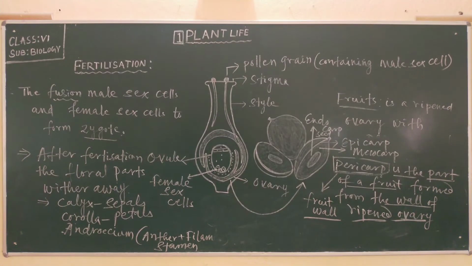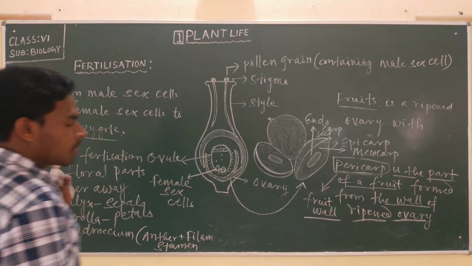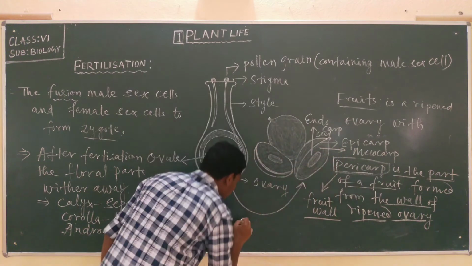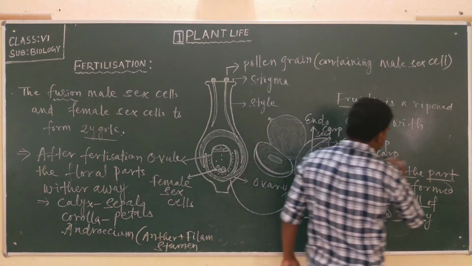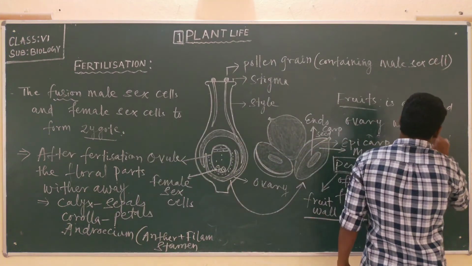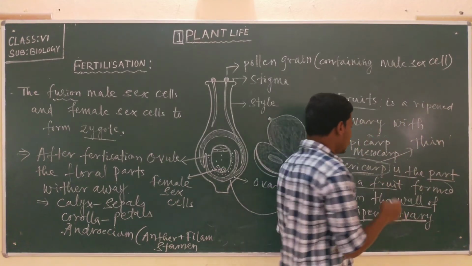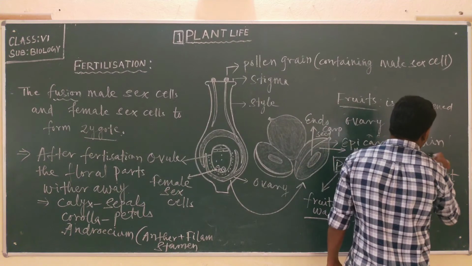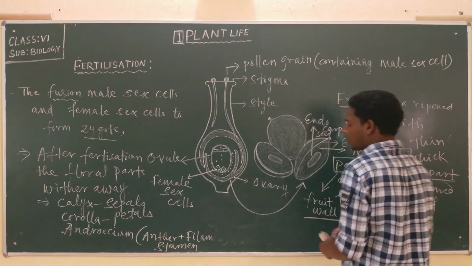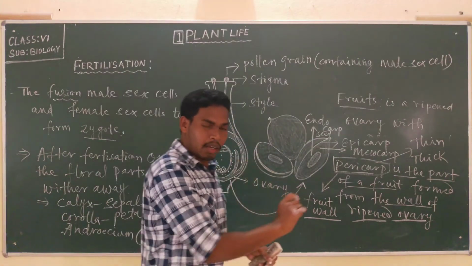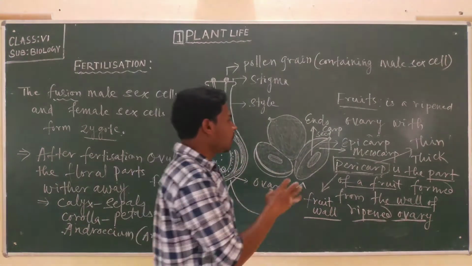The pericarp may be thin or thick. It may be thin, found in some fruits, and it may be thick, found in some fruits. So pericarp mainly is found as a thin layer or a thick layer.